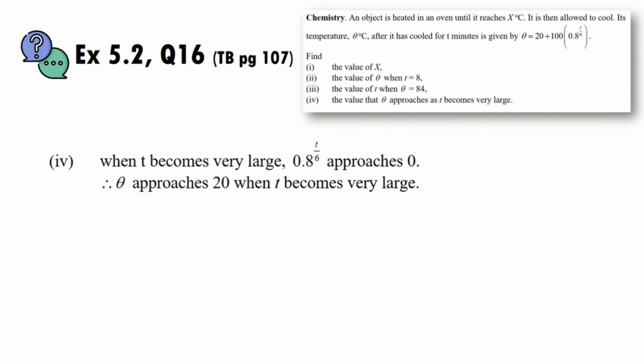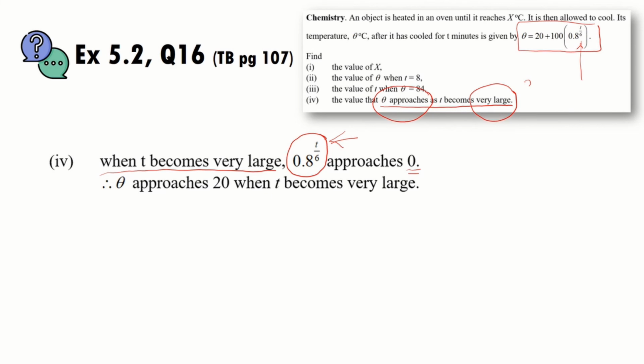In part 4, find the value that theta approaches as t becomes very large. What does very large actually mean? And how do we then find out theta? What we need to understand is that when t becomes very large, 0.8 to the power of t over 6 itself approaches 0. Why are we only talking about 0.8 to the power of t over 6? The reason is because in the given equation itself, t appears where 0.8 is at. So our main focus, and what is affecting the value of theta, is essentially 0.8 to the power of t over 6.